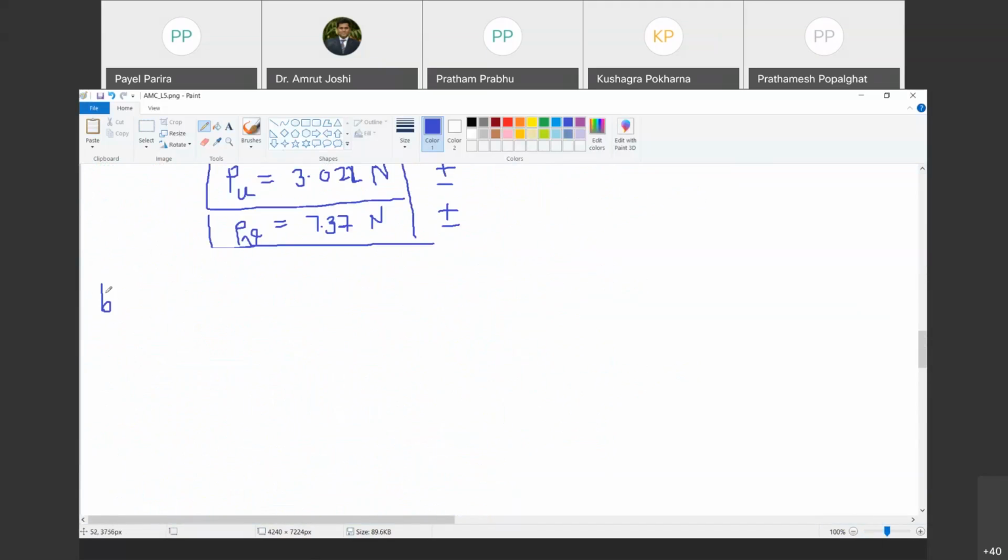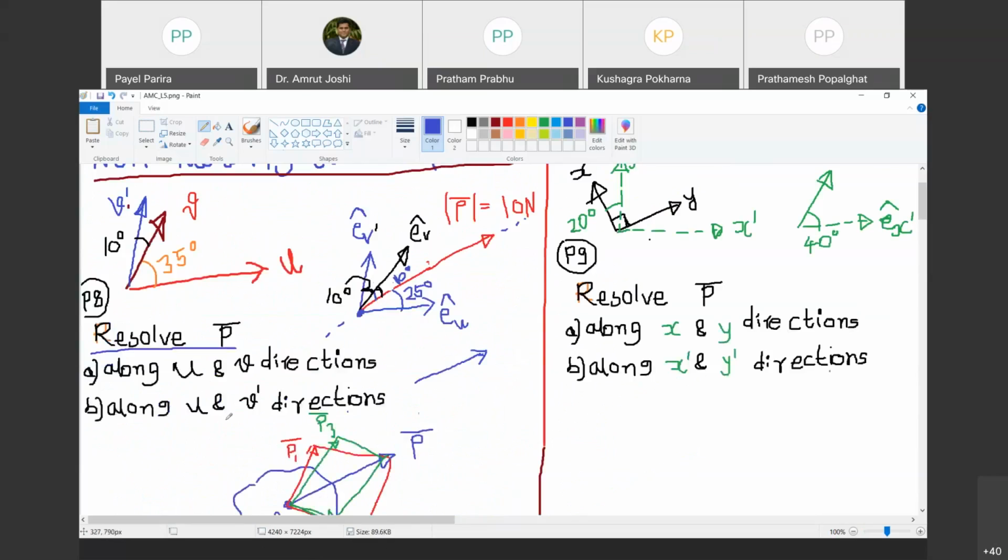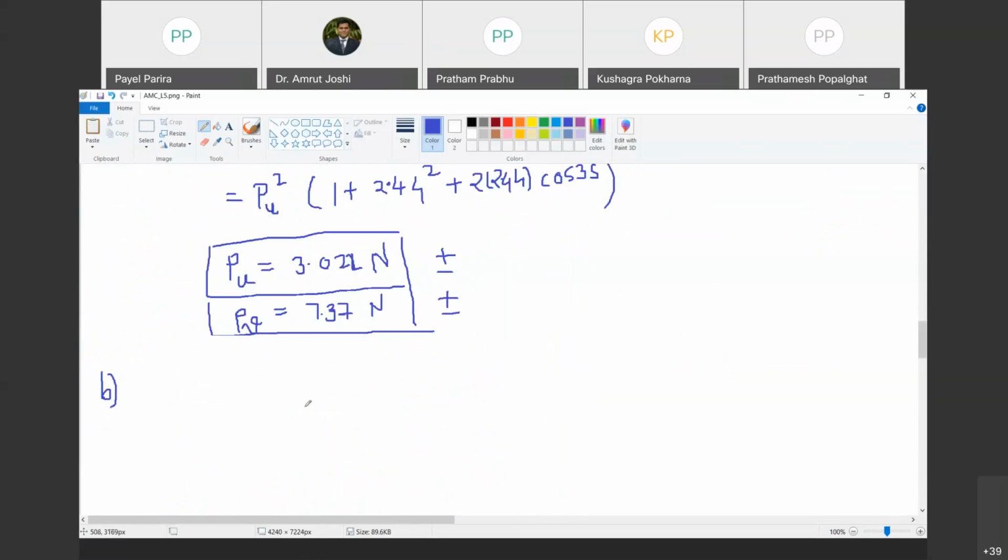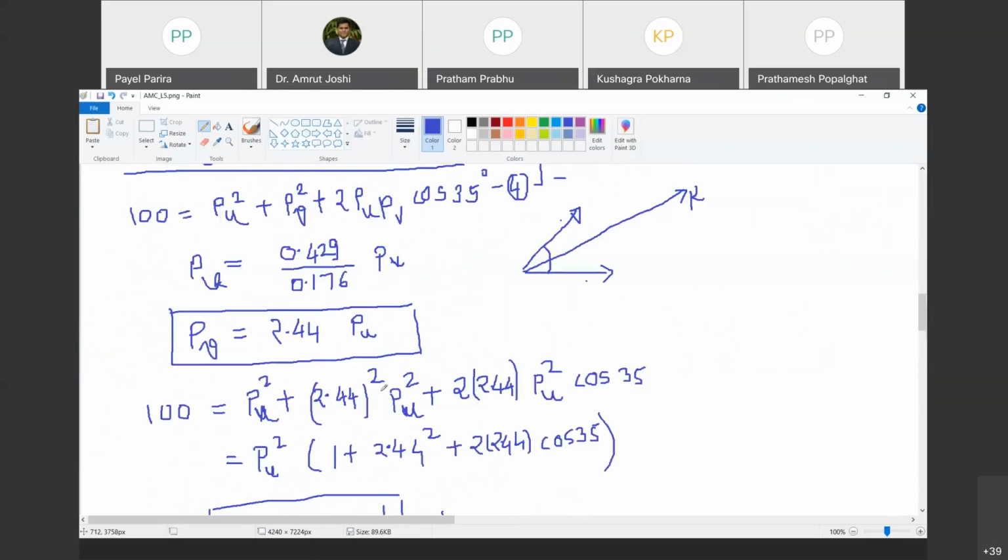Okay, sir. So what do we say in the second part? I want to resolve this P bar now along U and V dash directions. So I will draw that P bar here. I drew P bar here. Are you with me? Yes, sir. Its magnitude is 10 Newton. The U direction is the same as before.